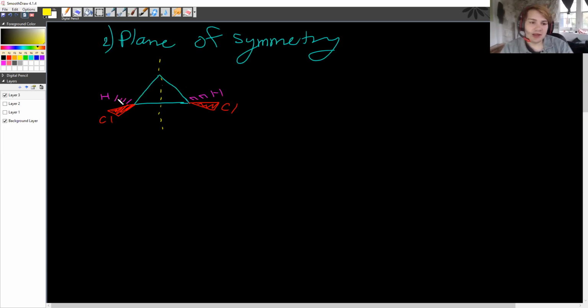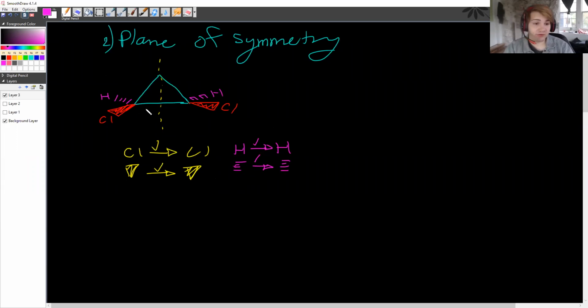So what's important to know is that this is a plane of symmetry, okay? Wedge chlorine maps onto chlorine. So chlorine maps onto chlorine, wedge maps onto wedge, okay? That's a plane of symmetry. Here we have H maps onto H and dash maps onto dash. Boom.